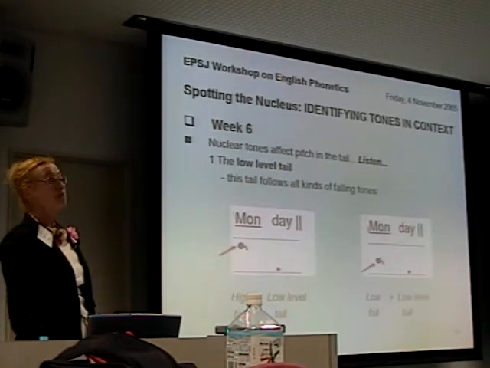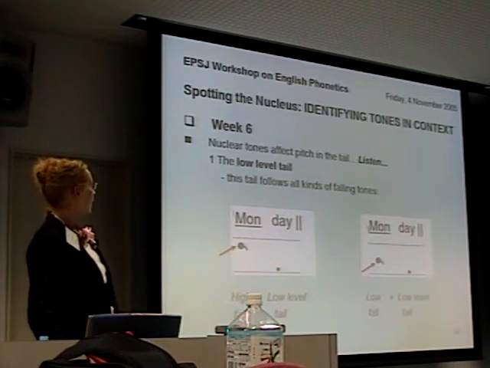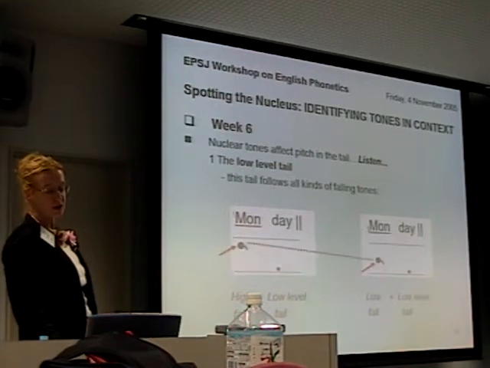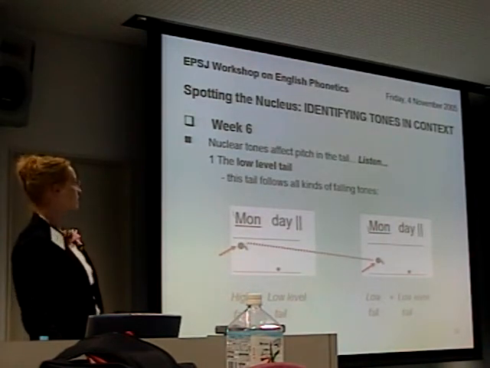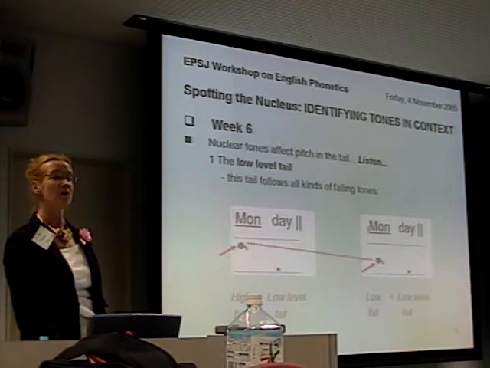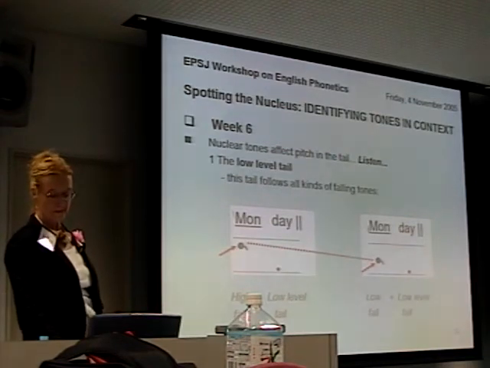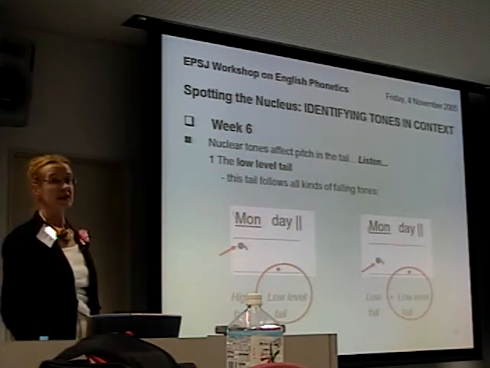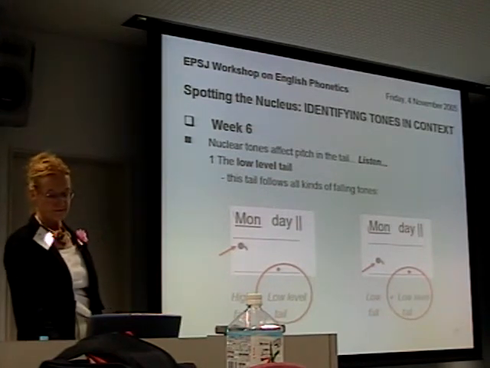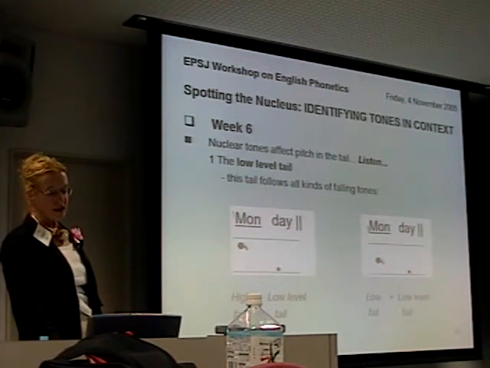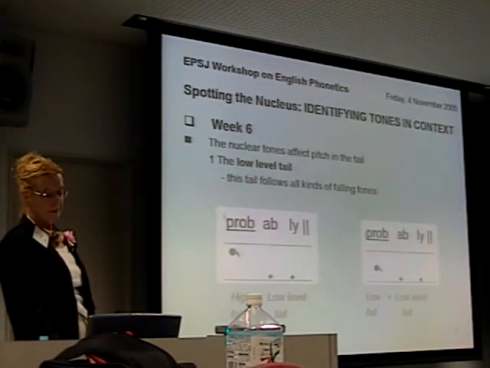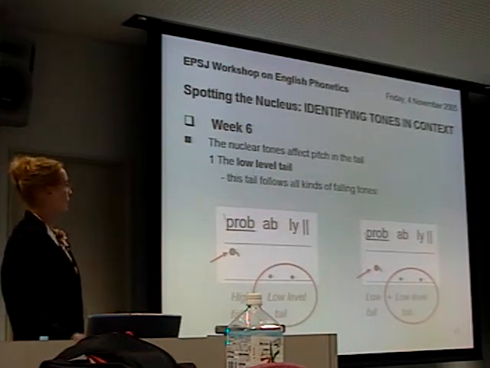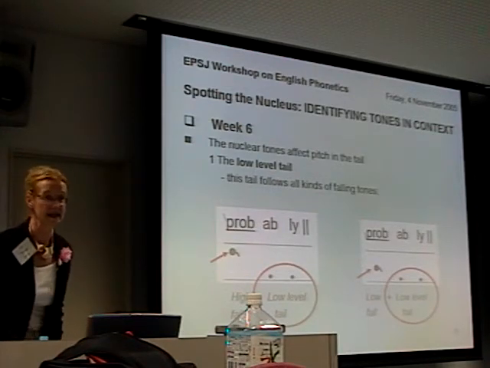And you can see that it doesn't matter where we start, whether we've got a high fall or a low fall. And some students can't see the difference between those two, but if you join them up with a line, you can see that one nucleus starts lower than the other nucleus. Yeah? But wherever you start, what comes after it is one of these low-level tails. We can look at that again on probably. Again, it doesn't matter whether you start high or low. What comes afterwards is right down the bottom, and it stays there.